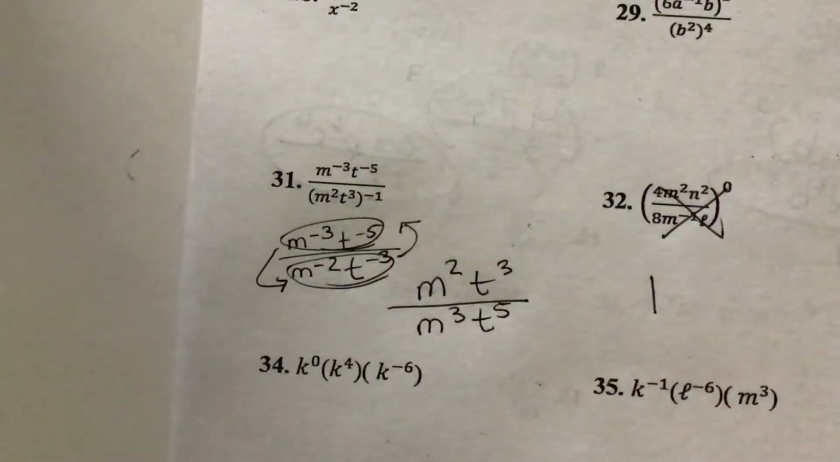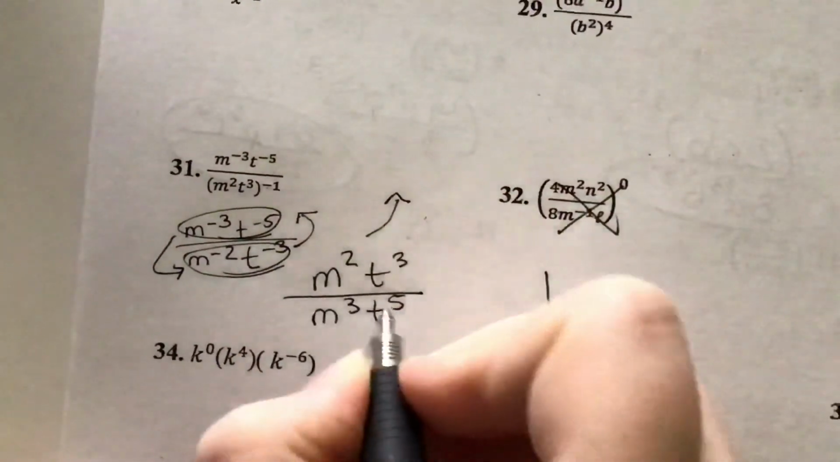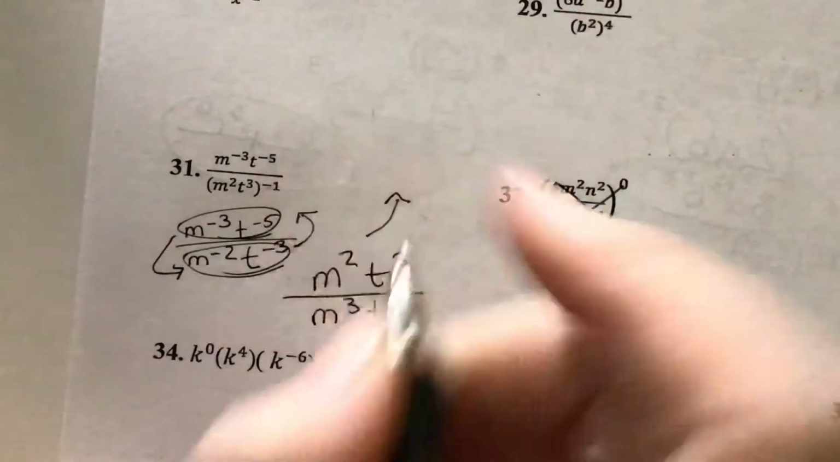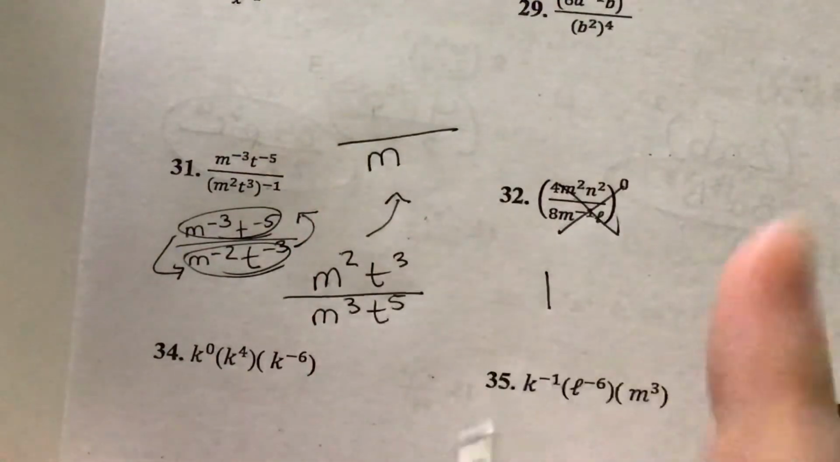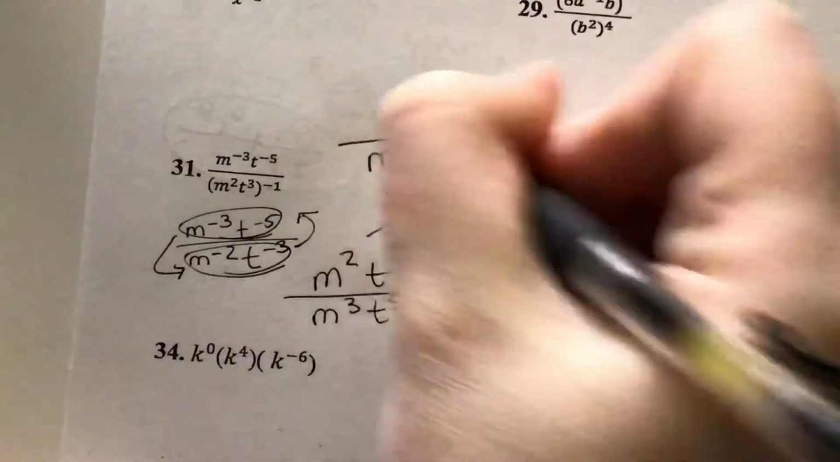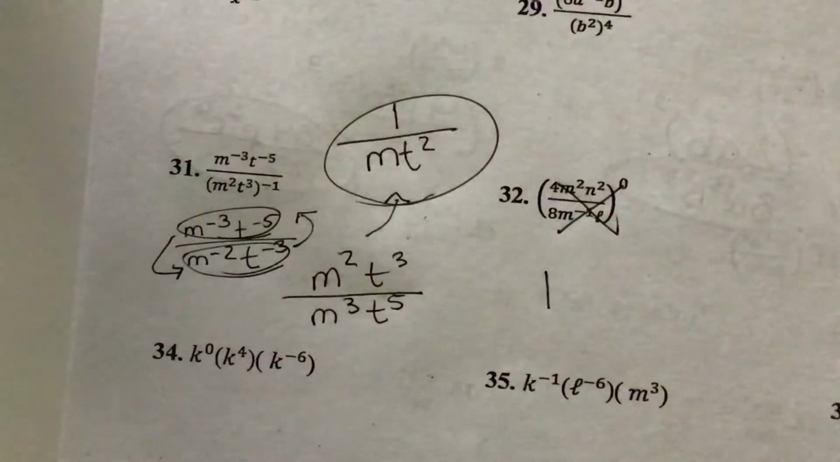And then you can do your quotient property and subtract. So I'm going to go up here and put my answer up here. So 3 minus 2 is 1, and it stays in the bottom. And then 5 minus 3 is 2, stays in the bottom. So if you have nothing in the top, put a 1. Final answer.